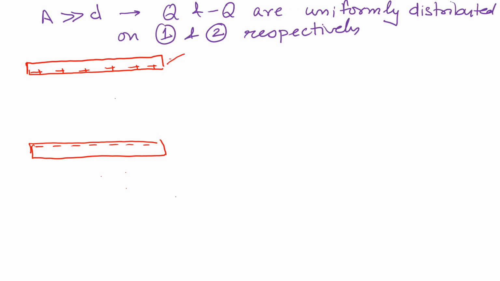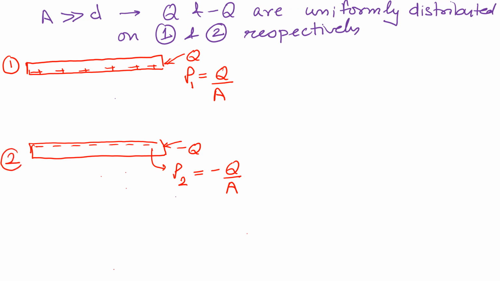Since you have released a charge Q, the charge density would simply be Q by A. And you have released charge minus Q here, so the charge densities would be, let's say, rho 1 and rho 2. This would be minus Q by A. This is what I'm assuming to be conductor 1, and this is what I'm assuming to be conductor 2. And in the middle, we have a dielectric of epsilon.